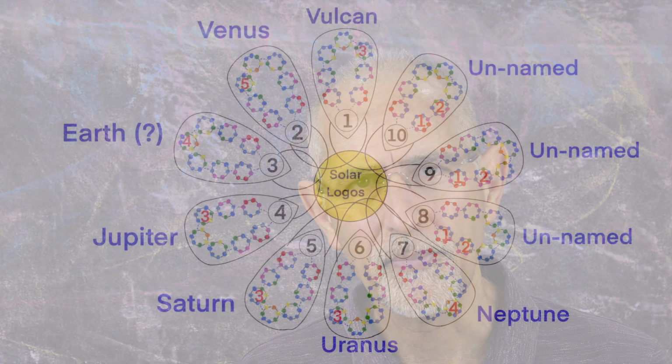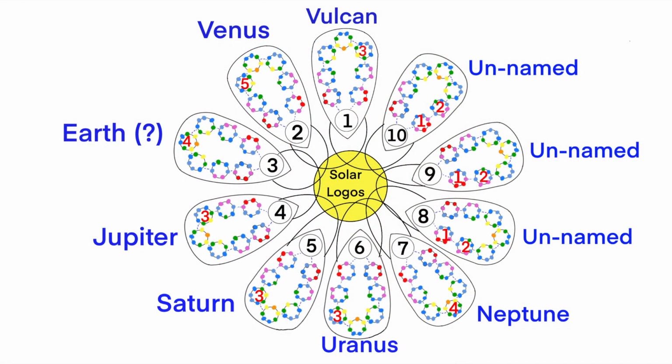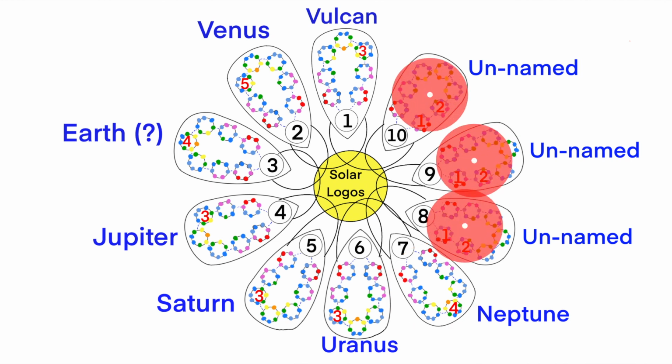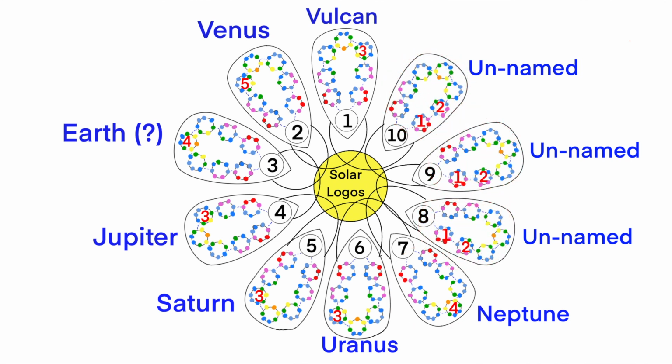In our solar system, there are 10 separate distinct schemes of evolution. The names by which they are known are those of the physical planets which at present happen to be part of them. The 10 schemes are: 1. The Vulcan scheme, 2. The Venus scheme, 3. The Earth scheme, 4. The Jupiter scheme, 5. The Saturn scheme, 6. The Uranus scheme, 7. The Neptune scheme, and 8, 9 and 10 have no name at present, as they have no physical planets. Number 8 is sometimes called the asteroid scheme.